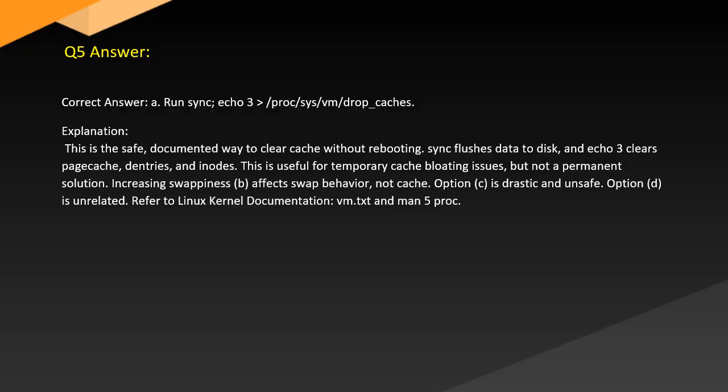Increasing swappiness affects swap behavior, not cache. Option C is drastic and unsafe. Option D is unrelated. Refer to Linux kernel documentation, ext4 and man 5 proc.